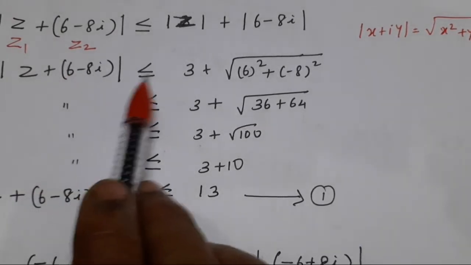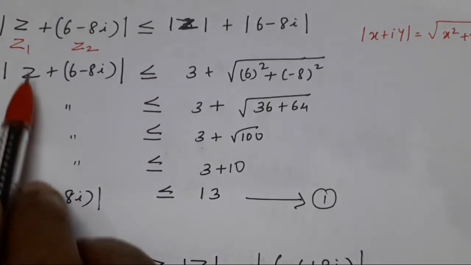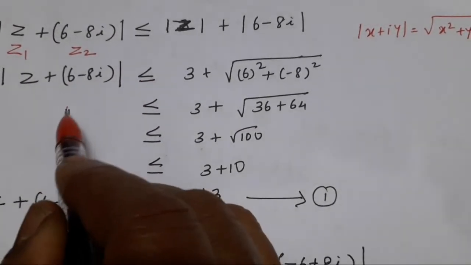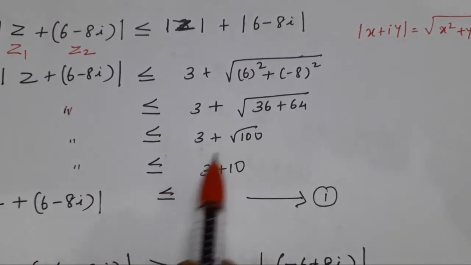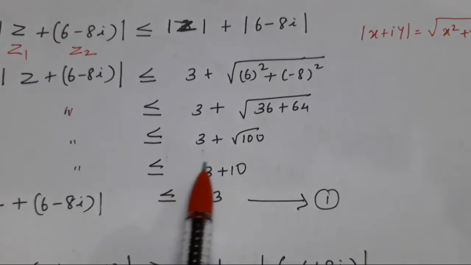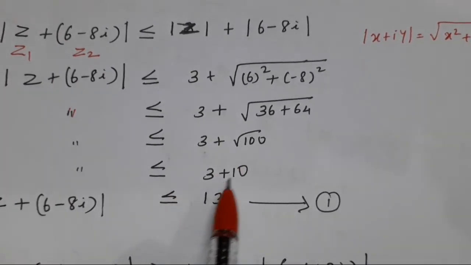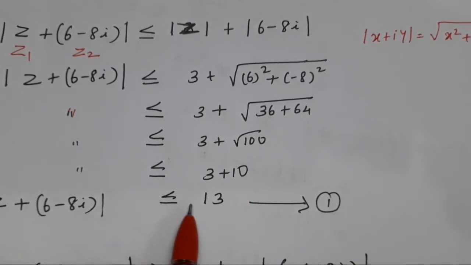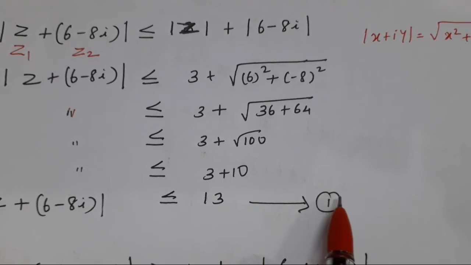If you don't want to write not equal to, this is less than or equal to, write it each time instead of this symbol. So less than or equal to 3 plus root of 36 plus 64, which is 100. That is 3 plus root 100. The square root of 100 is 10. So modulus of z plus 6 minus 8i is less than or equal to 13. This is the first result.